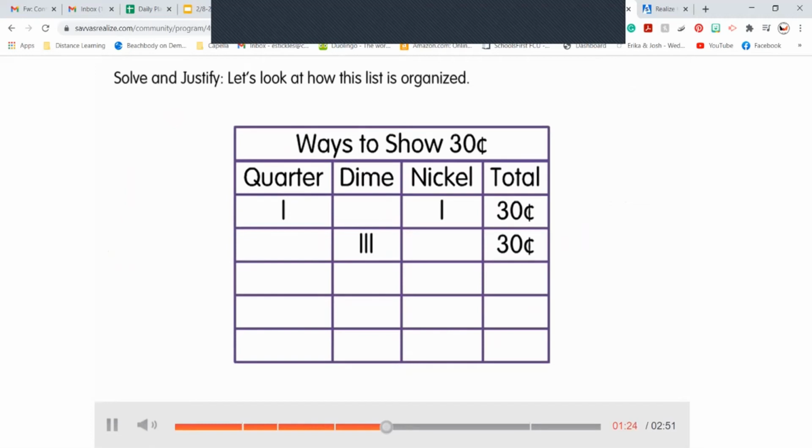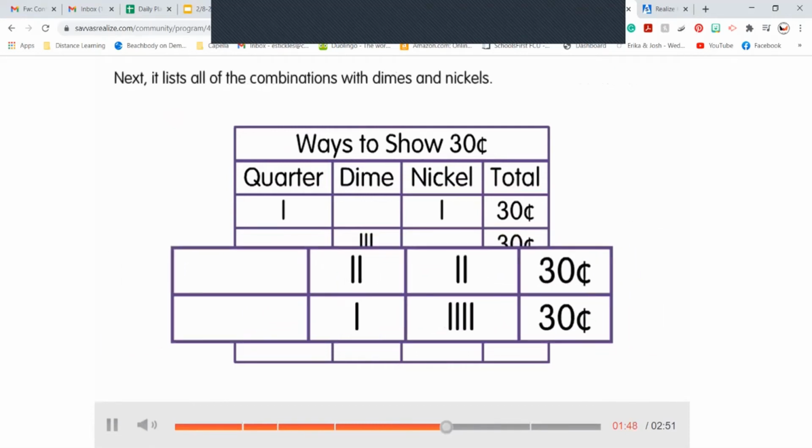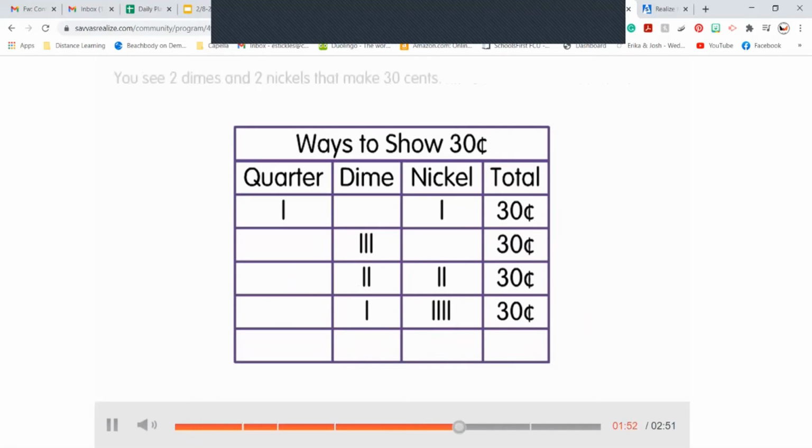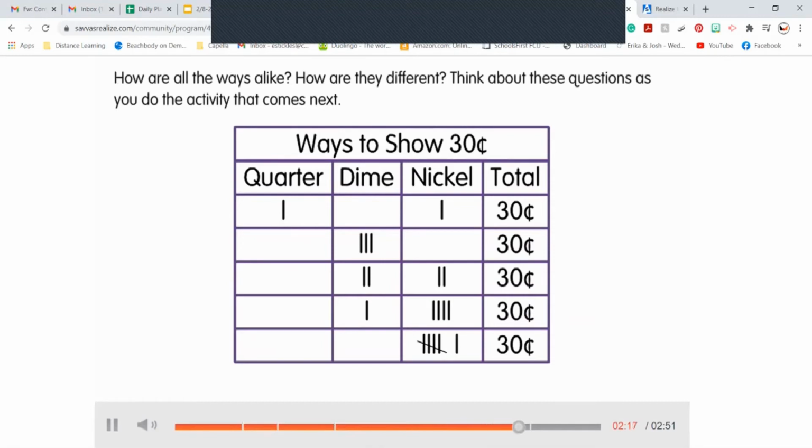Solve and justify. Let's look at how this list is organized. It starts by listing the combination of coins with a quarter and nickel, and some dimes. You see 1 quarter and 1 nickel that make 30 cents. You also see 3 dimes that make 30 cents. Next, it lists all of the combinations with dimes and nickels. You see 2 dimes and 2 nickels that make 30 cents. You also see 1 dime and 4 nickels that make 30 cents. Then it lists the combinations with nickels. You see 6 nickels that make 30 cents. How are all the ways alike? How are they different? Think about these questions as you do the activity that comes next.